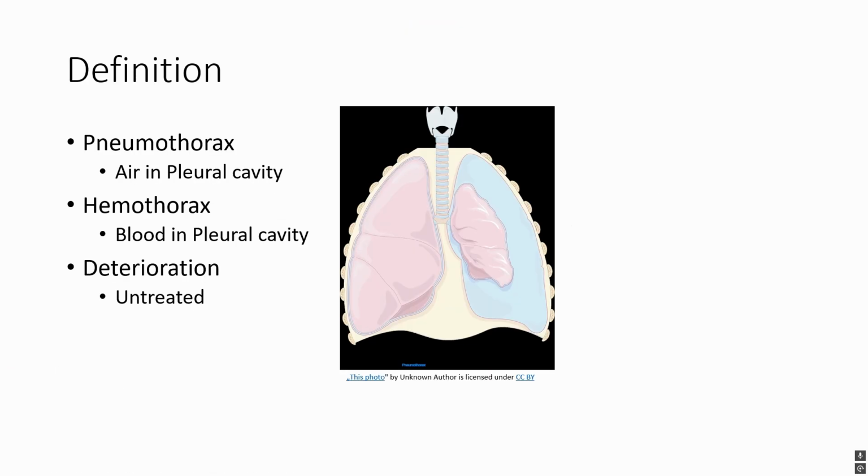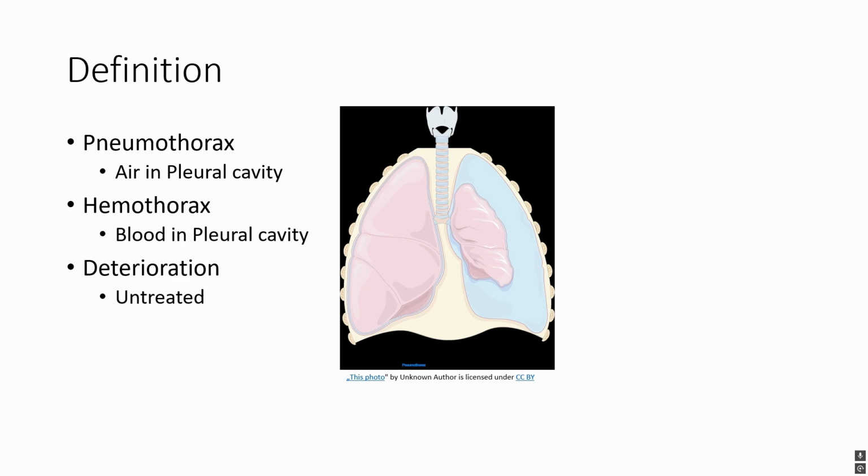So, let's start with the definition. Pneumothorax itself refers to a state when there's air in the pleural cavity. I'm going to talk about the pleural cavity in a second. Hemothorax is basically just like pneumothorax, but instead of being air, it's going to be blood.